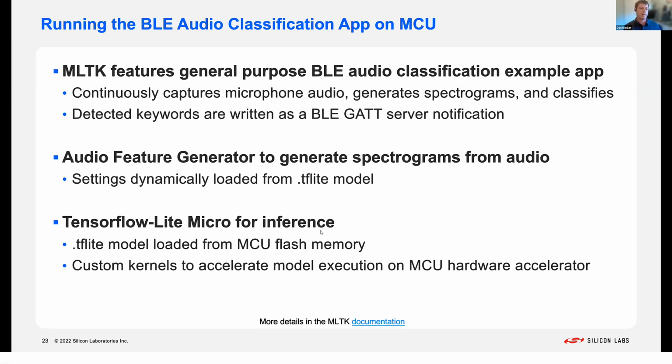So it's effectively the same thing as the audio classifier utility you just saw, except it has an additional BLE GATT server feature. Again, the audio feature generator is used to generate the spectrograms from the microphone audio. More importantly, the settings are dynamically loaded from the TF-Lite model file. So all the spectrogram settings are dynamically loaded from the settings embedded into the TF-Lite model. And then once again, we have TF-Lite Micro, which is used for inference.